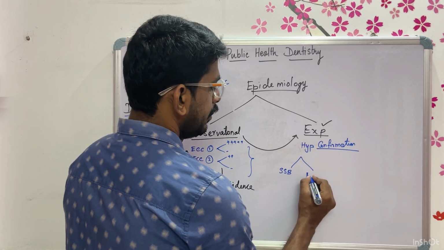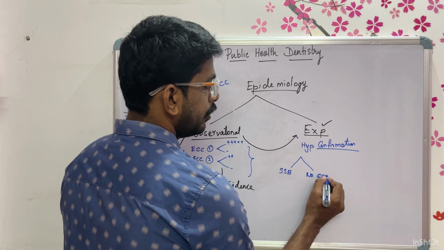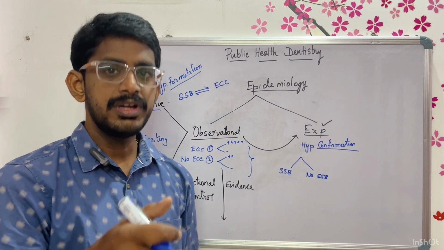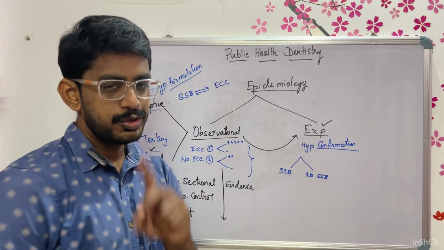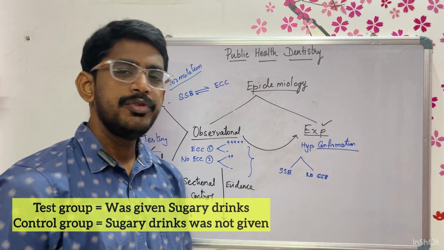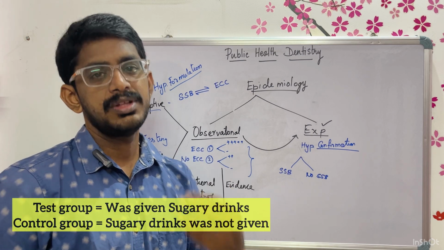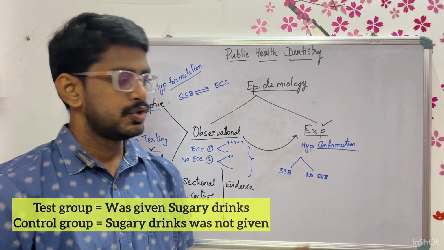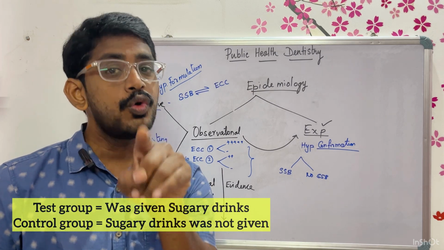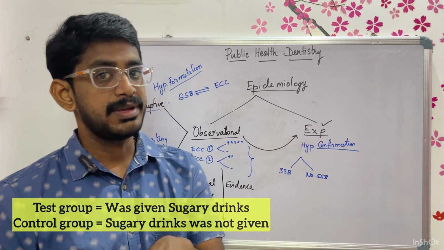Then there is another group of children you withheld. You do not give SSB. So there are two groups. One is a case group, another is control group. Okay, in the test group you give sugar sweetened beverages to the parents to be given to the children. So in one group you are exposing the children to sugar sweetened beverages. You are exposing, that is why it is an experimental study.